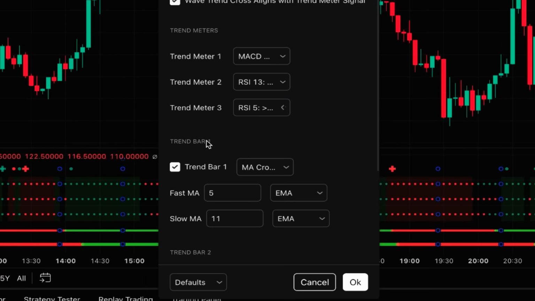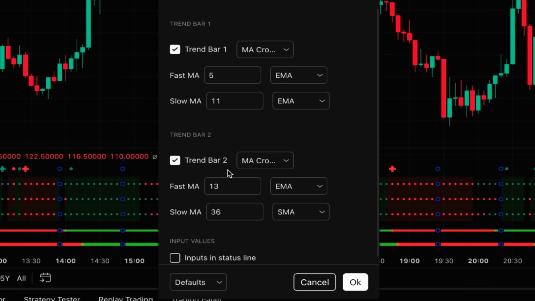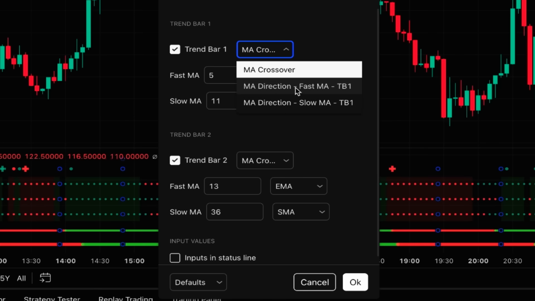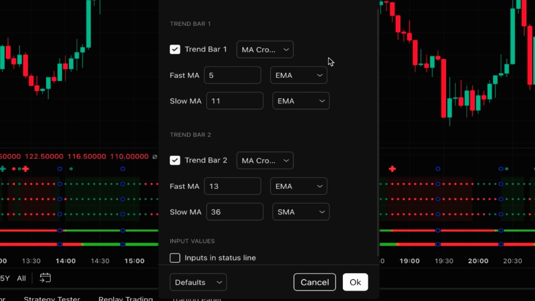And here in this part, for trend bars, you can see that we have settings for trend bar 1 and trend bar 2. And for each of them, we have 3 conditions to choose, which are based on moving average crossover or moving average direction. By default, for trend bar 1, we have moving average crossover, and both of the moving averages are set at exponential moving average, and one of them is set at 5 by default, which is our fast moving average, and the other one is set at 11 by default, and this is our slow moving average.